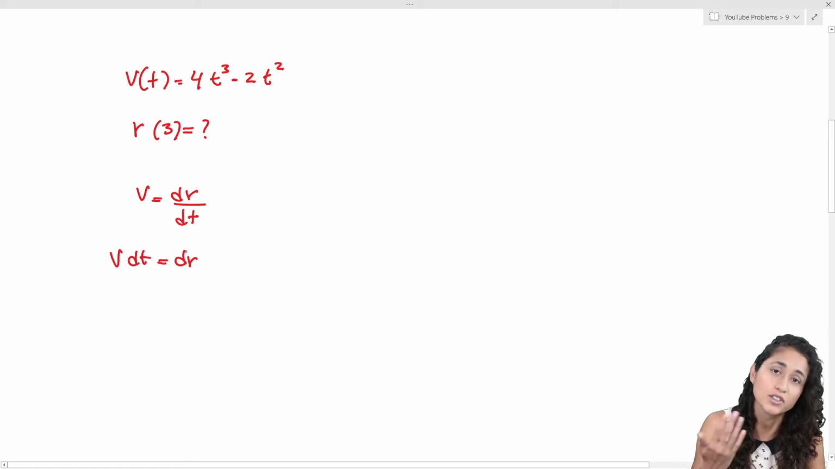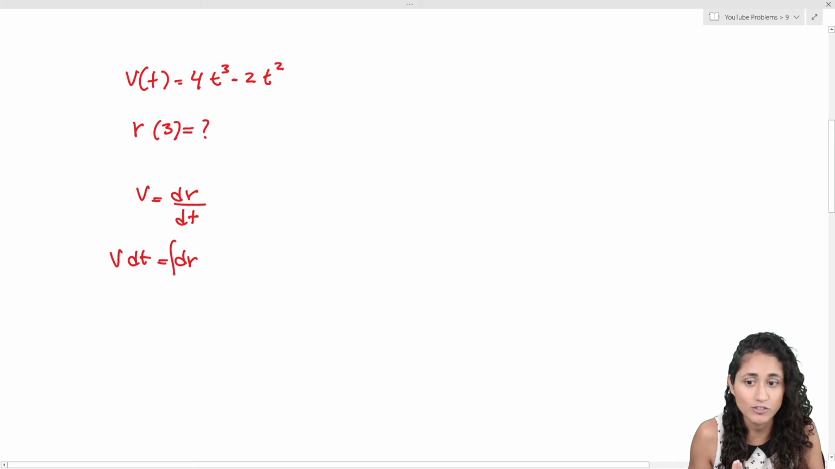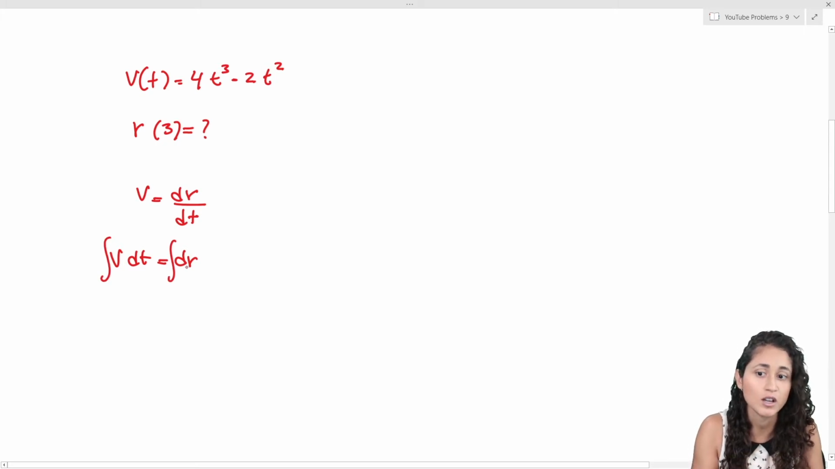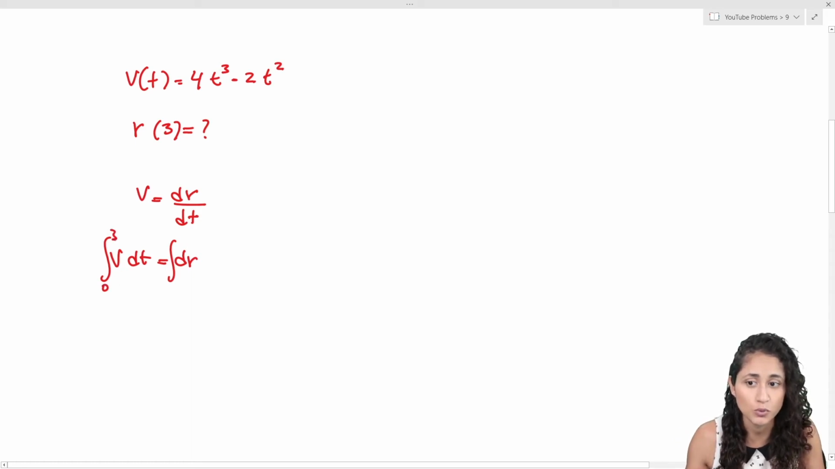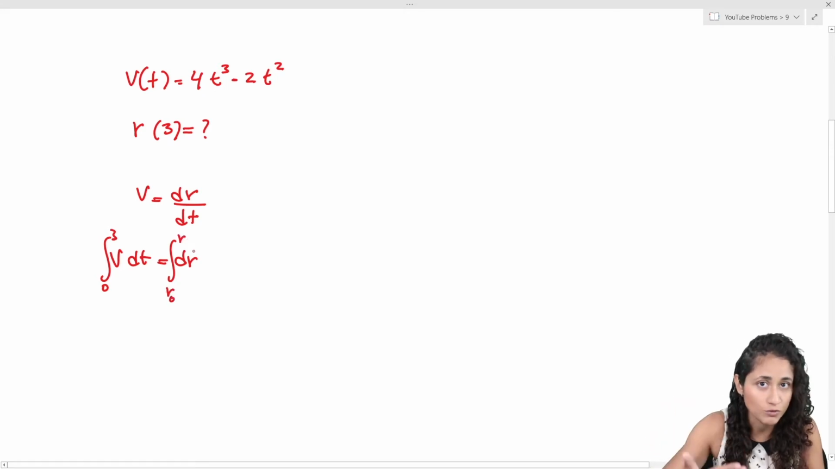Now, to get rid of the derivative, we can just take the integral, right? Integrate. So we're going to integrate both terms, because if we integrate this term, we have to integrate this term. This term is going to be integrated from 0 to 3. This term is going to be integrated from the initial position, which is r naught, to r, which is the final position, which is at 3 seconds, okay?